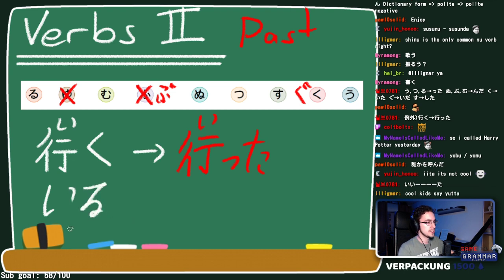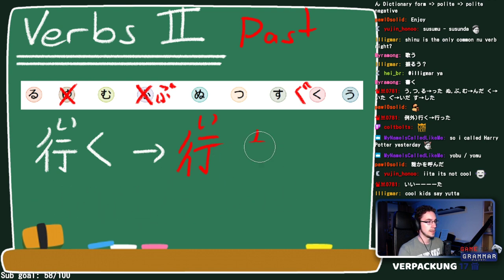Iru just is ichidan, okay? Just ichidan conjugation, so it just turns into ita. All you do is replace ru with ta, and this is to exist, iru. Cool kids say yutta, right? You replace ru with ta, and then you get ita, was there, or existed, or something like that. For iru, to be, to exist, it's just ichidan conjugation, like we discussed last week.